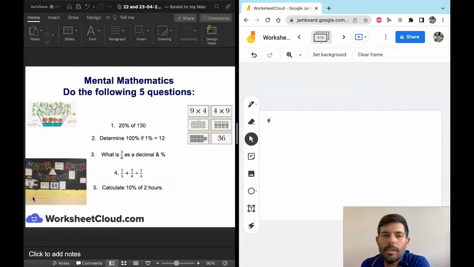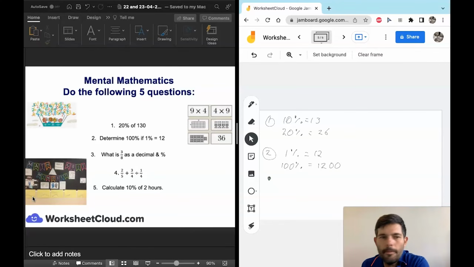Number 1, 20% of 130. I know that 10% is 13 because I just simply divide by 10. So therefore 20% will be double 13, which is 26. Okay, should be a relatively straightforward start for you. Question 2, if 1% is equal to 12, then 100% is going to be 12 times 100, which is 1,200.